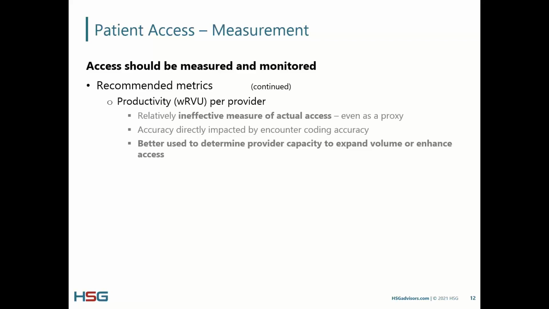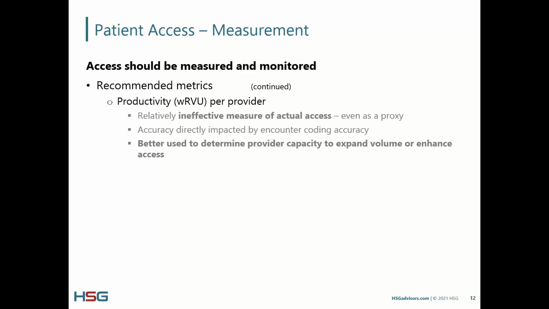measured. A final recommended metric that's out there for measuring patient access is actually a proxy, and it's looking at productivity measured in RVUs per provider. In my opinion, it's a relatively ineffective measure of actual access.